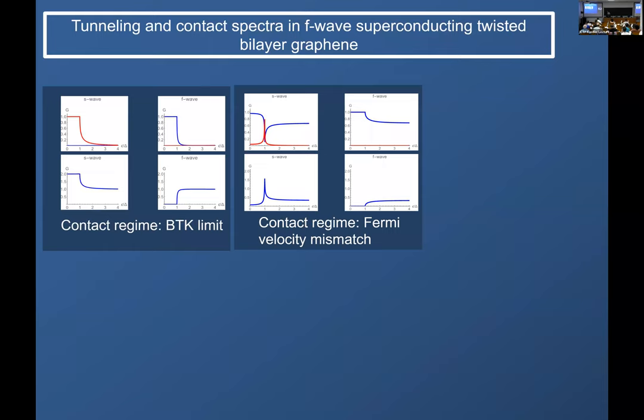I have to tell also that the BTK model assumes that the Fermi velocity is the same on both electrodes. That's definitely not the case if you're tunneling into twisted bilayer graphene, because you go from a wide band to a narrow band. So what happens is that you suppress.